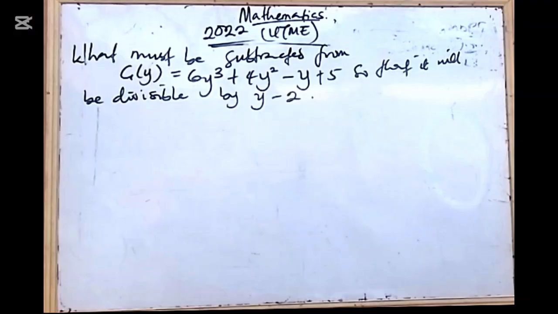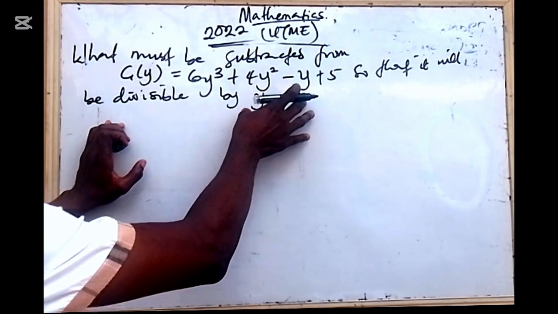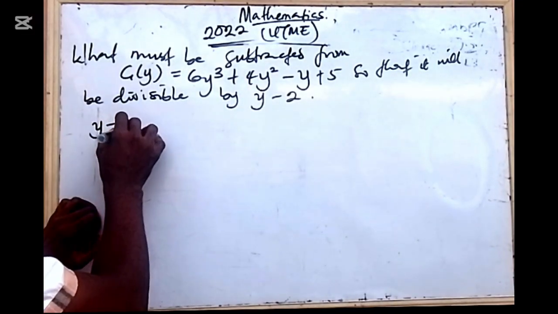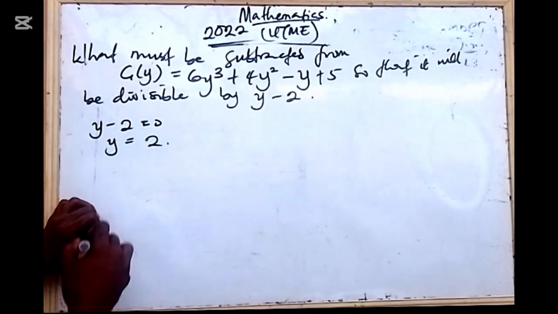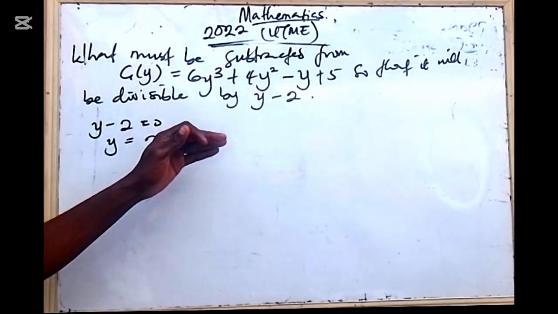When we want to do this, if you already know that this is a factor, I want to know the remainder of this. I'll just say, okay, y minus 2 equals 0. Then y equals what? 0 plus 2, and that's 2. So I will now put values of y inside this place. Anywhere I see y, I'll put 2.